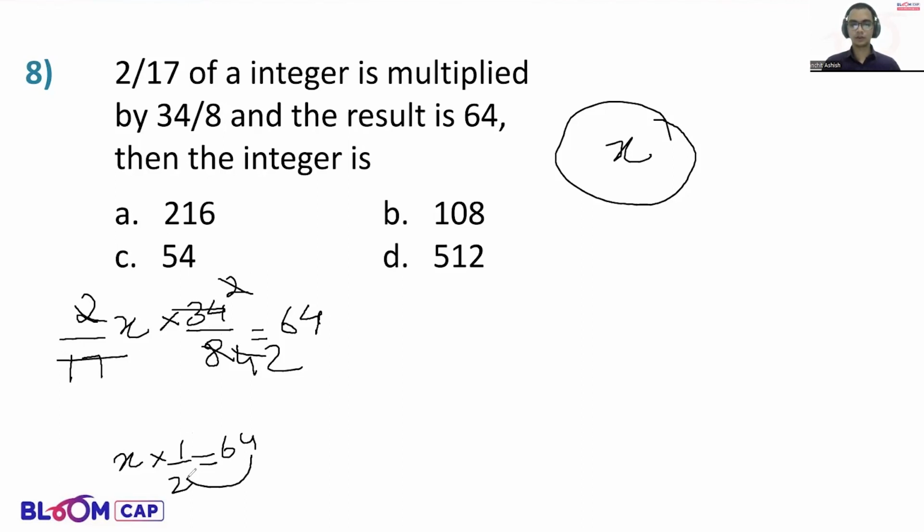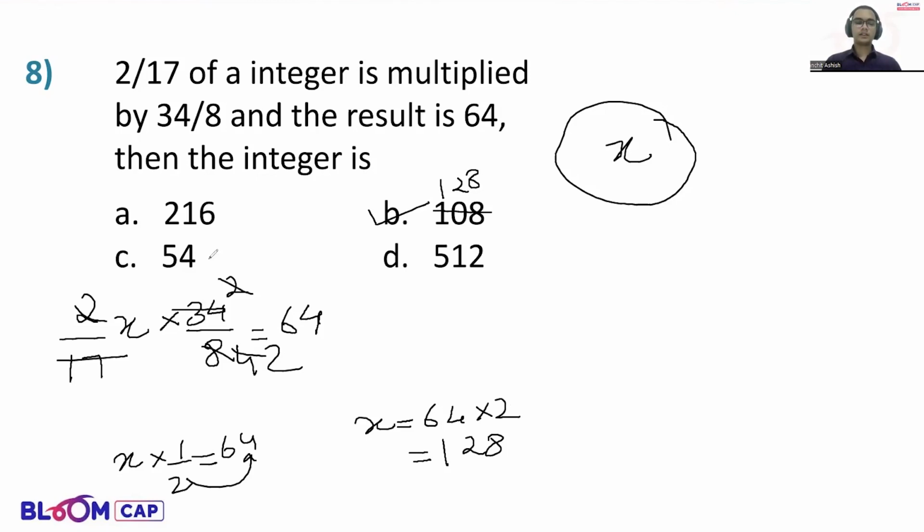We can move this 2 from here to here. x is equal to 64 into 2, which is equal to 108. No, it's not equal to 108. It's equal to 128. Right? The answer here is wrong. It should be 128. Therefore, B will be the right answer.